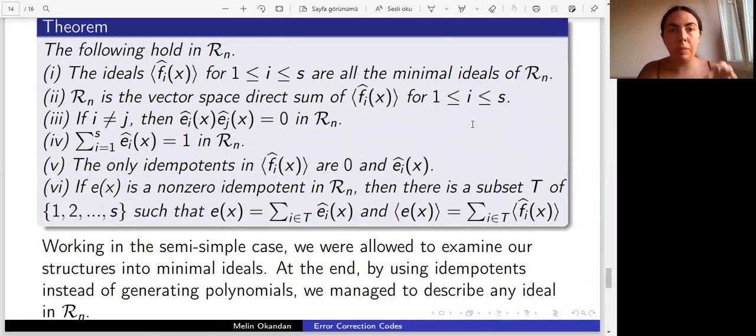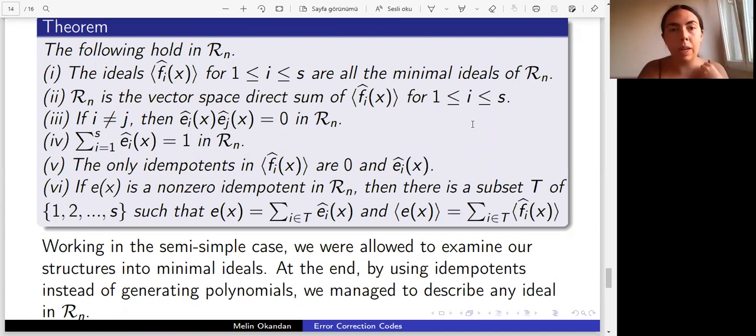So let us take this theorem that will allow us to know much about the structure of our Rn. First of all, the ideals generated by the polynomials which we newly defined, fi hat x, are all the minimal ideals of Rn. We do not only know that these are minimal ideals, we know that they are all of them, and we constructed them, so we know how they work. What is more, we know that Rn is the vector space direct sum of these ideals generated by fi hat x. So we can describe our quotient ring only using these structures we know about. We can sum them and we will get Rn.